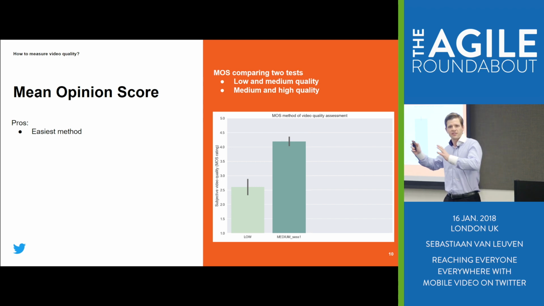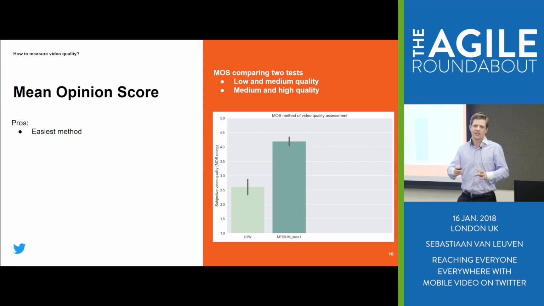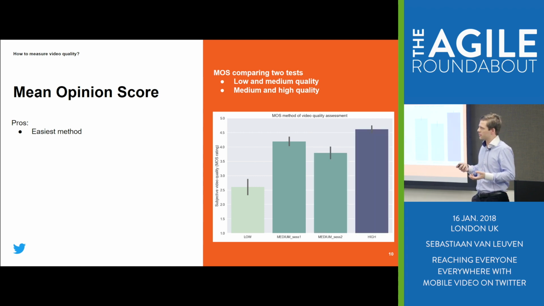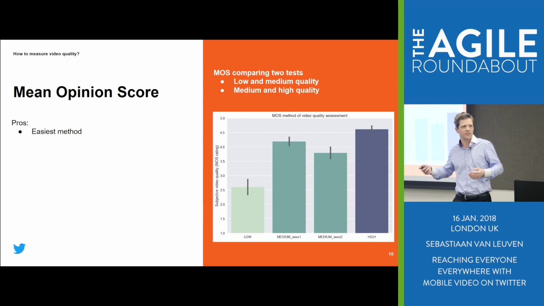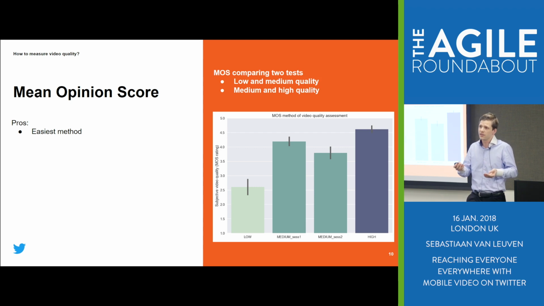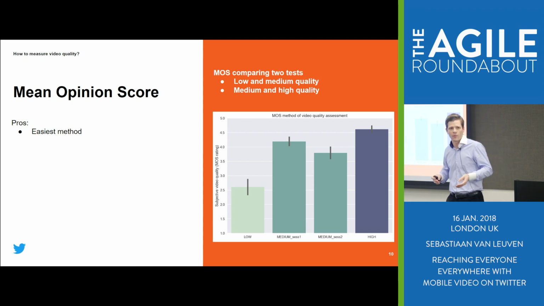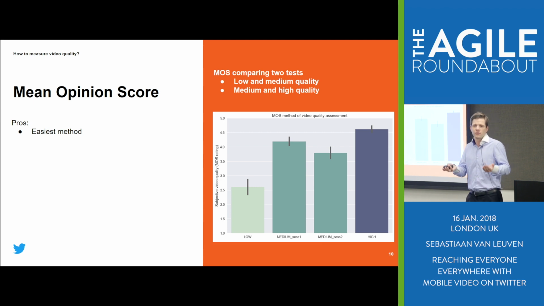Now we did the same test with different settings, the same content, and we reused the medium quality encoded videos. And we did a test with high quality encoded videos. And what we can see right now, it's very nice. The high quality encoded videos are perceived as a higher quality. However, those medium quality encoded videos are now perceived at a lower quality than in our initial test. So which test do we need to believe? And also the confidence intervals are not really overlapping.